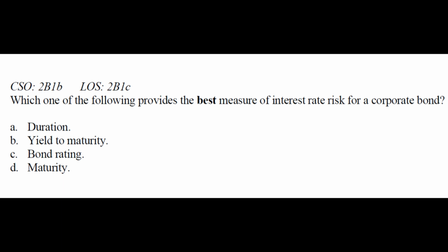D. Maturity, incorrect. Although longer maturities generally imply greater interest rate risk, maturity ignores coupon payments and does not measure price sensitivity as accurately as duration. Correct answer, A. Duration. Exam tip, remember that duration is the primary measure of interest rate risk. While maturity provides a rough indication of sensitivity, duration is superior because it incorporates both the timing and size of all bond cash flows, making it the preferred tool for managing bond portfolios and assessing interest rate exposure.